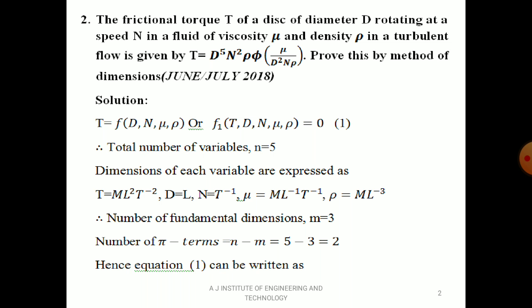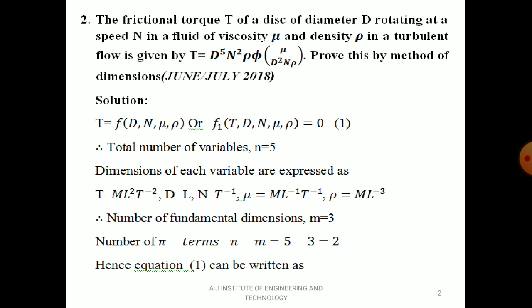As the expression is given here directly, that is T equal to d to the power 5 n square rho times a function of mu divided by d square n rho, it is clearly seen T is a dependent parameter. Then the remaining variables, that is d, n, mu, rho, are independent variables. So I can write the dependent variable as a function of the independent variables like this: T equal to f of d, n, mu, rho, where d is diameter, n is rpm, mu is dynamic viscosity and rho is density of fluid.